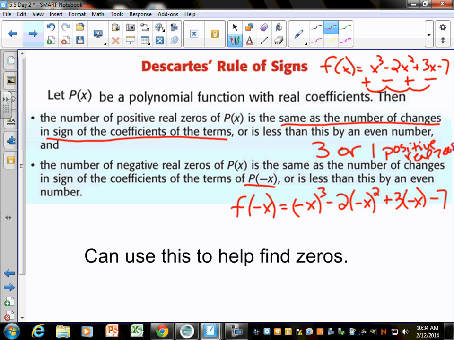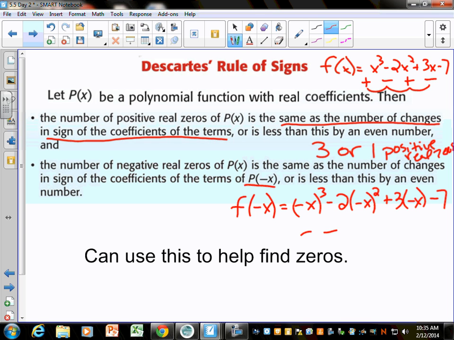It doesn't change. So for me, I don't actually do this step. I just look at it and say, well, this one was odd and it was positive, so now it's going to be negative. This one's an even power. An even power is not going to change with this, so it's going to stay negative because that's going to stay the same, and then it's still going to be negative 2.